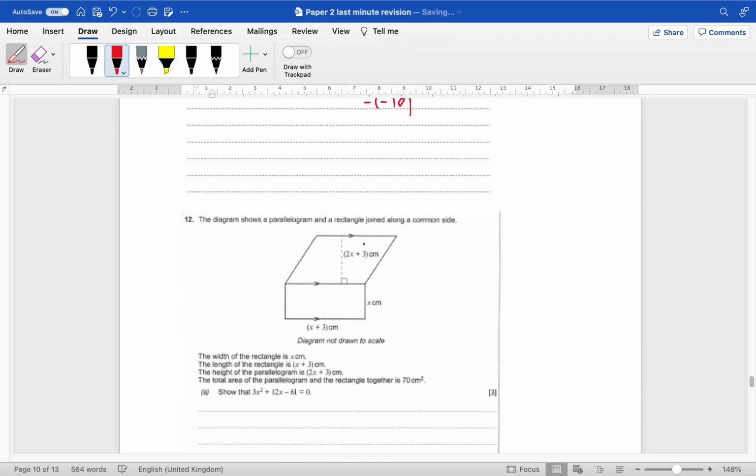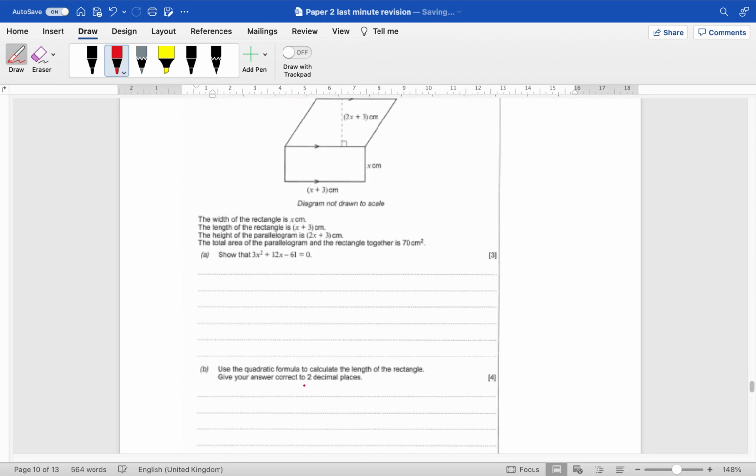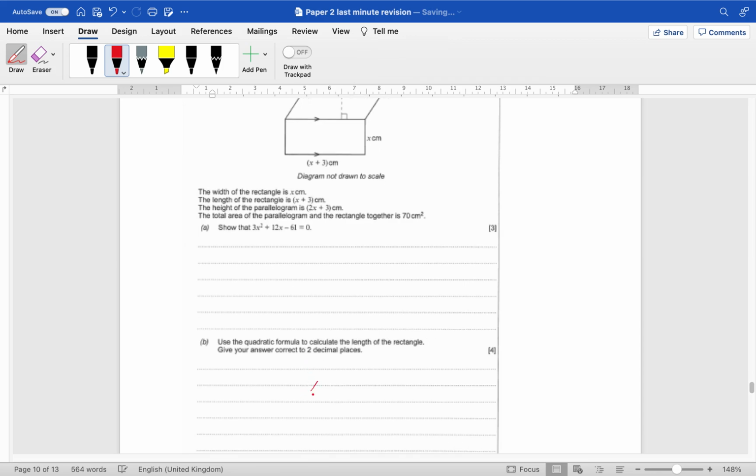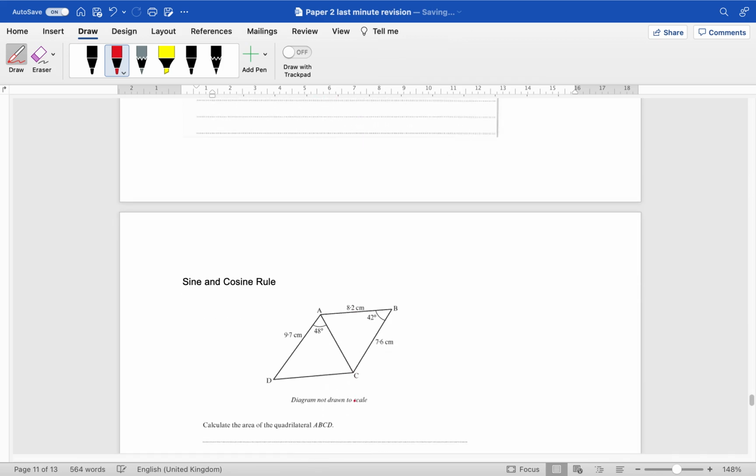Another example where we had to form the quadratic, and then part B was to solve the quadratic. So all the main work is down here.